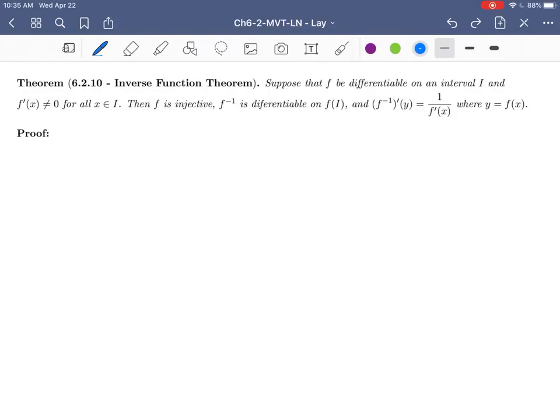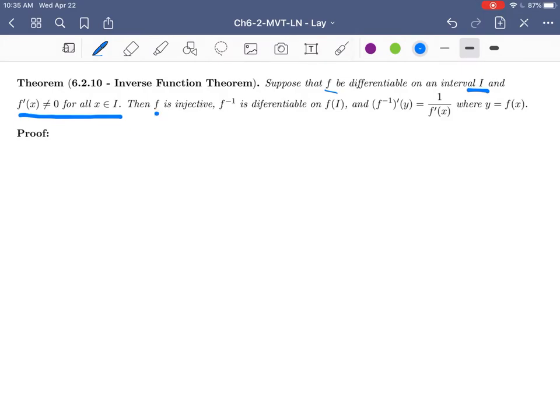Let's take a look at the inverse function theorem. So what does this inverse function theorem say? Suppose that we have this differentiable function f, and it is differentiable on some interval I, and the derivative is not equal to 0 for every single choice of x in that interval. If we know those things, then we can say three different things about this function.